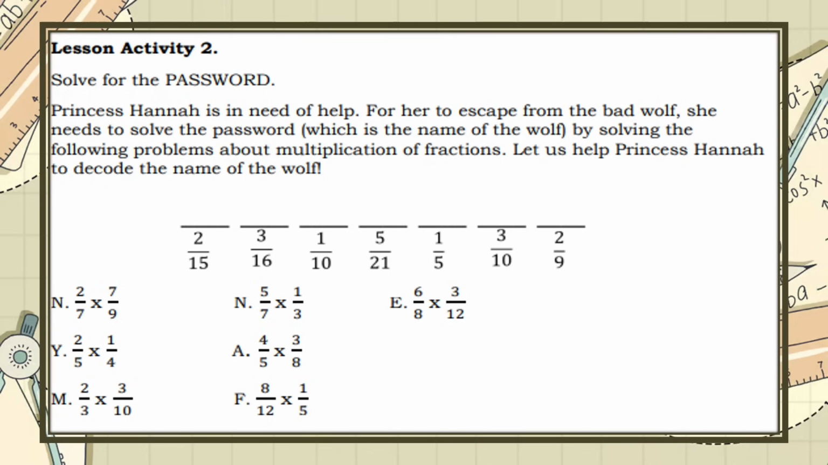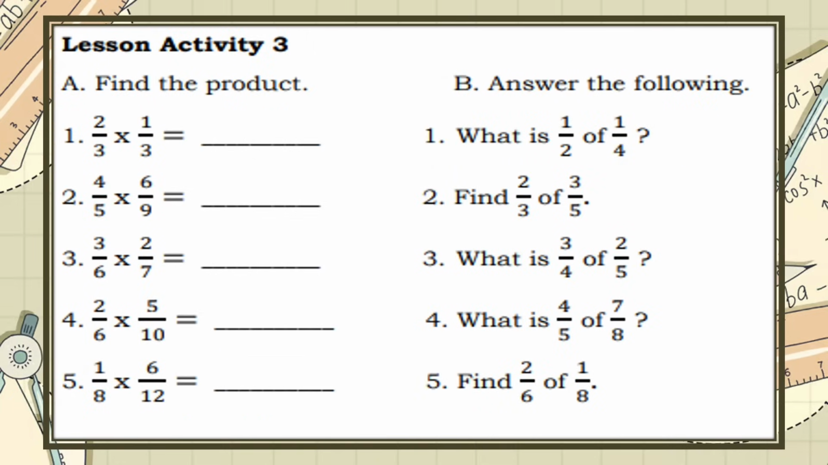So you're going to solve for the password. Princess Hannah is in need of help. For her to escape from the bad wolf, she needs to solve the password, which is the name of the wolf. By solving the following problems about multiplication of fractions, let us help Princess Hannah to decode the name of the wolf. So for lesson activity 3, okay, the previous one is lesson activity 2. So find the product for letter A, and then answer the following for letter B.